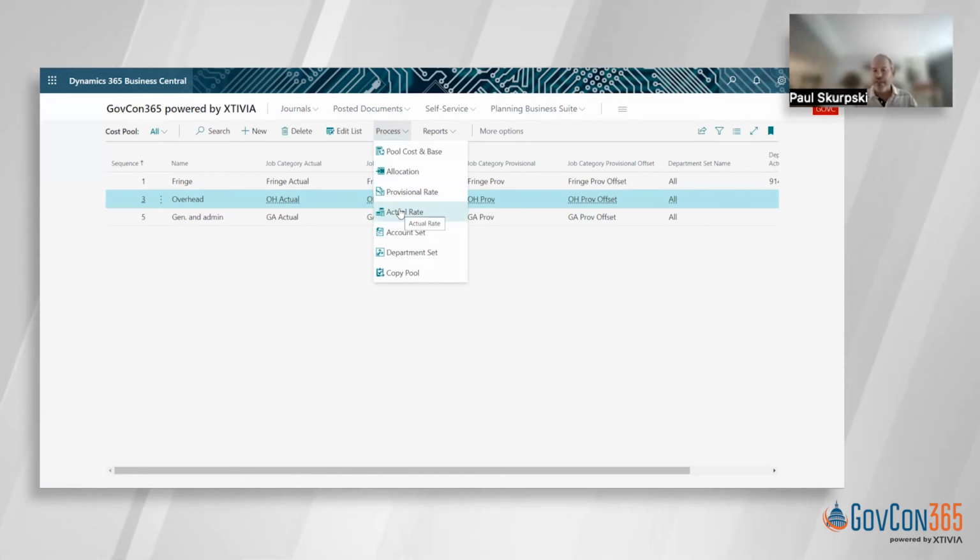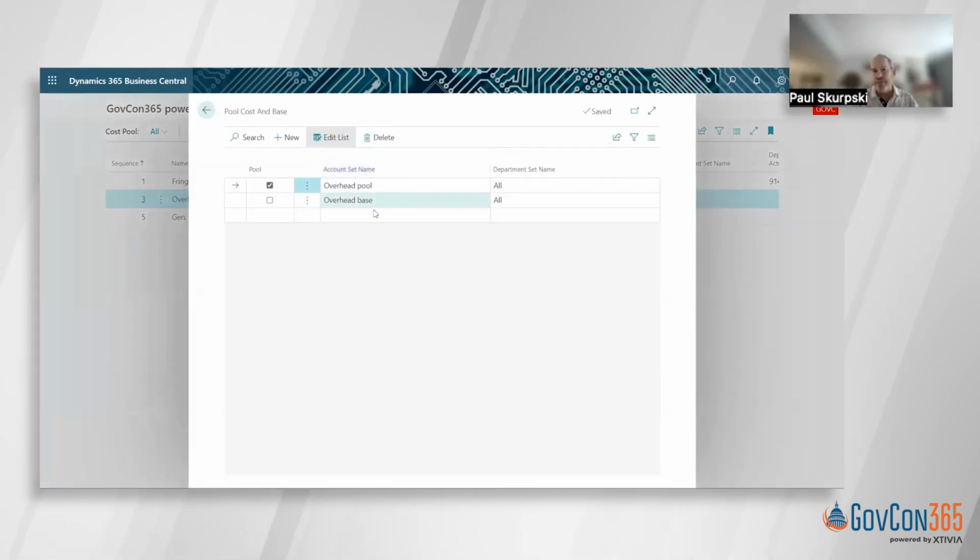Really, I think the message we want to get across is that the system can handle unique scenarios. It's all configuration based, and I forgot to mention this, when we look at our pool cost and base, in this example, the base I mentioned was direct labor dollars, but we can have examples where our base is a non-financial measure. So whether it's square footage, or you could have head count be that base, you could have something that we would set up and we call a statistical account in the general ledger that allows us to do an allocation based on something other than a financial measure.